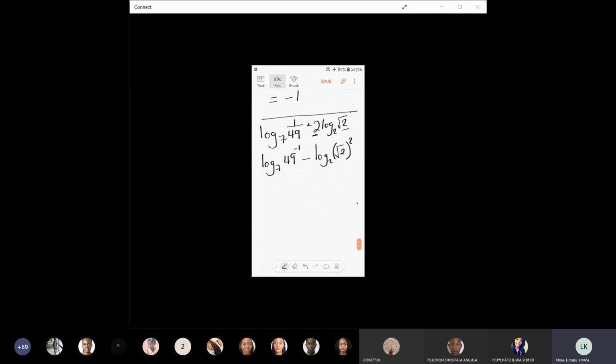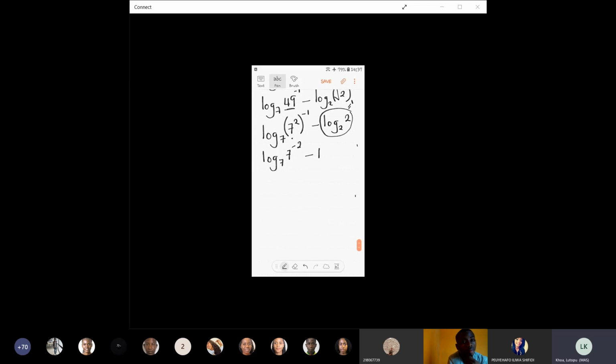Okay, so I continue. Now 49, I can rewrite it as 7 to the power of 2. So I have log 7, and then I have 7 to the power of 2 to the power of minus 1, and then minus log base 2 of 2, because the square root of 2 squared is equal to the square root of 4, which is equal to 2. And log base 2 of 2 is equal to 1. Right, so here I have 7 to the power of 2 to the power of minus 1. I can multiply those two logarithms. So this is log base 7, 7 to the power of minus 2, and then minus 1. Okay, because log base 2 of 2 is equal to 1.